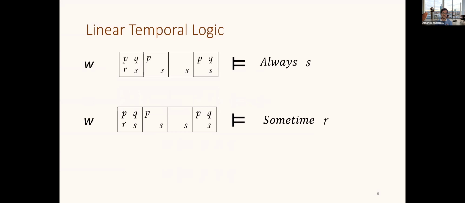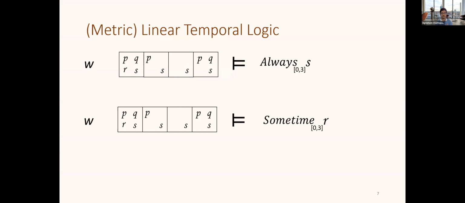Here we say that S always holds. This means that in every valuation of the trace, S is true. Similarly, we say sometime R, indicating that in at least one valuation of the trace, R was true. Sometimes we wish to annotate our temporal operators with intervals like this. Here we say sometime 0,3 R to indicate that the event R which we care about must have occurred within 0 to 3 units ago.